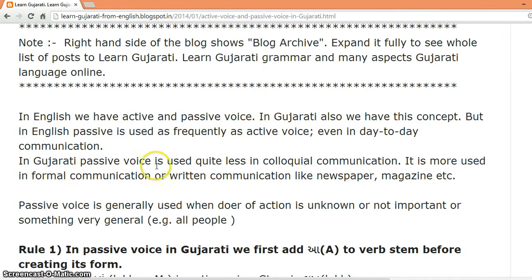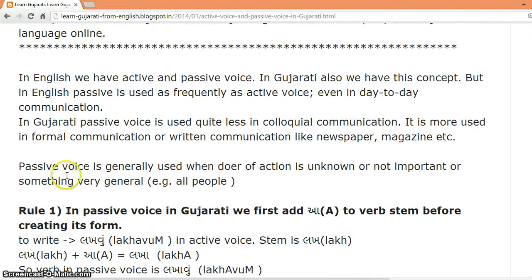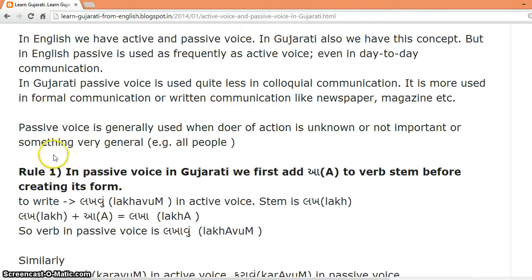In Gujarati, passive voice is used quite less in colloquial communication. It is more used in formal communication or written communication like newspaper or magazines. Passive voice is generally used when doer of action is unknown or not important or something very general, for example, all people. Let's see the rules for active passive voice.